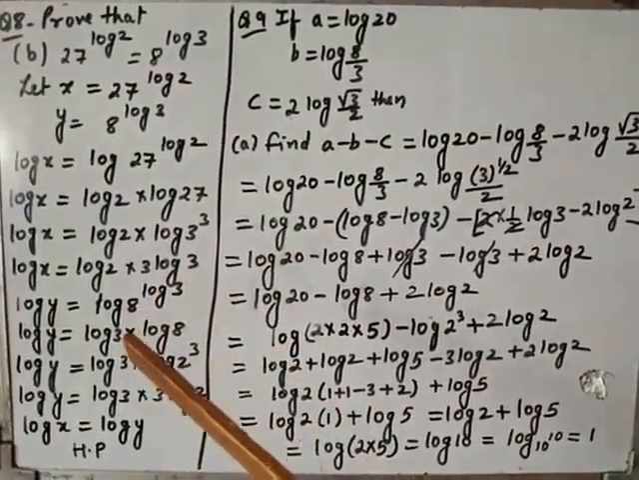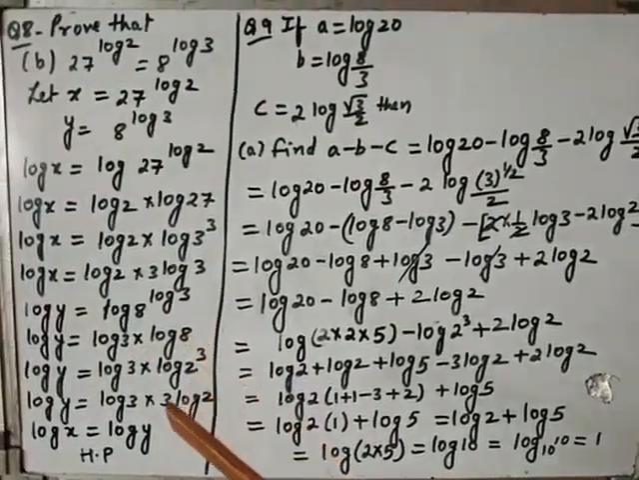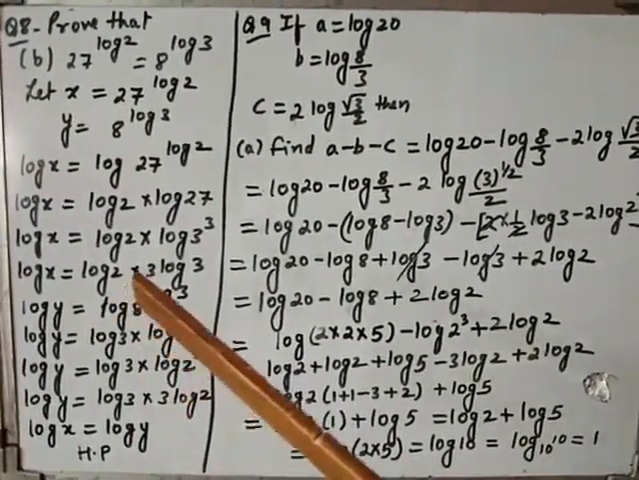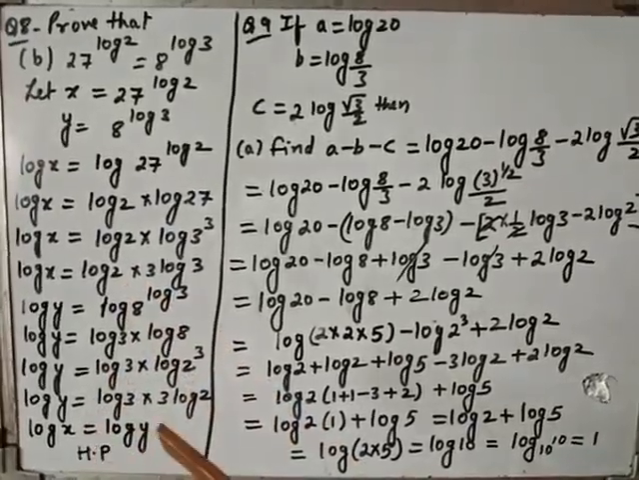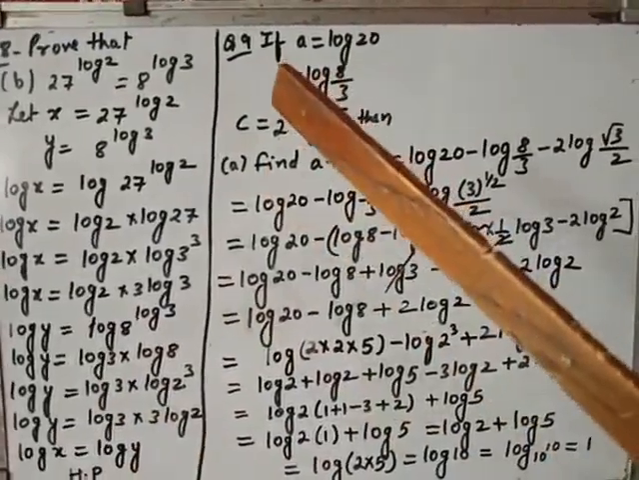Log 3 comes in front into log 8. Log 8 is written as 2 cube, which is 3 log 2. So we are assuming that log x and log y both are equal, hence proved. Clear? Now question number 9.